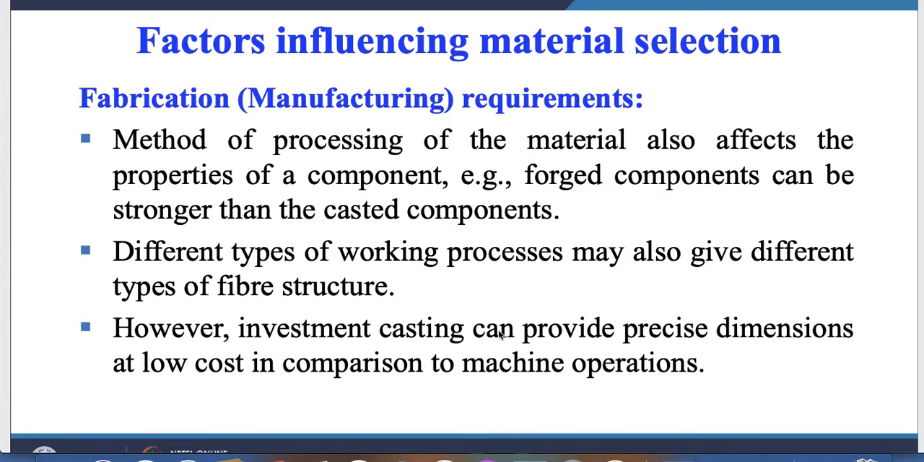However, investment casting can provide precise dimensions at low cost in comparison to machine operation. Machining is quite costly compared to investment casting if you are doing precise dimension work. So you can select depending on whether you are targeting economic concern or are more focused on precise dimension. If you are manufacturing a medical tool, it won't be a problem to go with precise dimension instead of economic consideration. That's why we mentioned in the last session that it should be optimal selection. In medical applications the higher consideration is precision, so you can go with a high cost material so that the precision is good. In this way you can optimize your parameters.